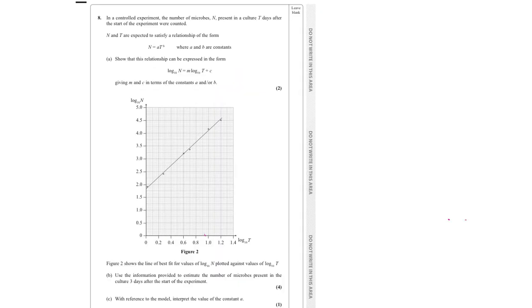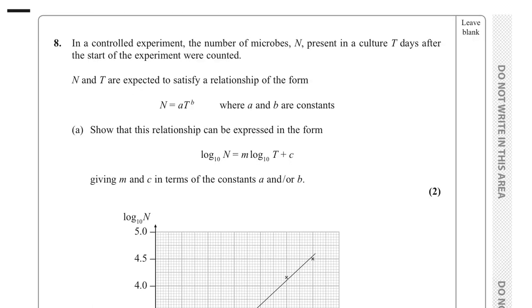Okay, question number 8. Give it a go, and then I will also do it. Okay, so question 8, part A. In a controlled experiment, the number of microbes N present in a culture 2 days after the start of the experiment were counted, and they've given us a formula. Show that this can be expressed.